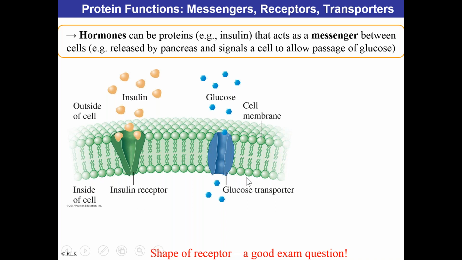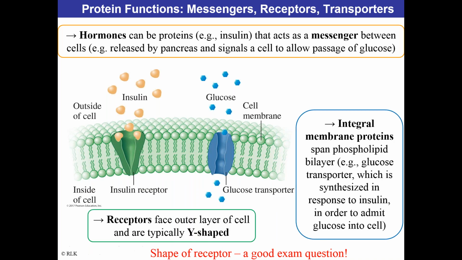I just introduced the hormones and said that could be proteins, so it doesn't have to be proteins though, but insulin is an example of that acts as a messenger between cells. It's released by the pancreas and signals the cell to allow passage of glucose. So if the insulin receptor within the cell membrane receives the insulin molecule, then glucose can be transported provided the integral membrane protein can be produced. So here, this is synthesized in response to insulin, and it does so in order to admit then the glucose from outside to inside the cell.